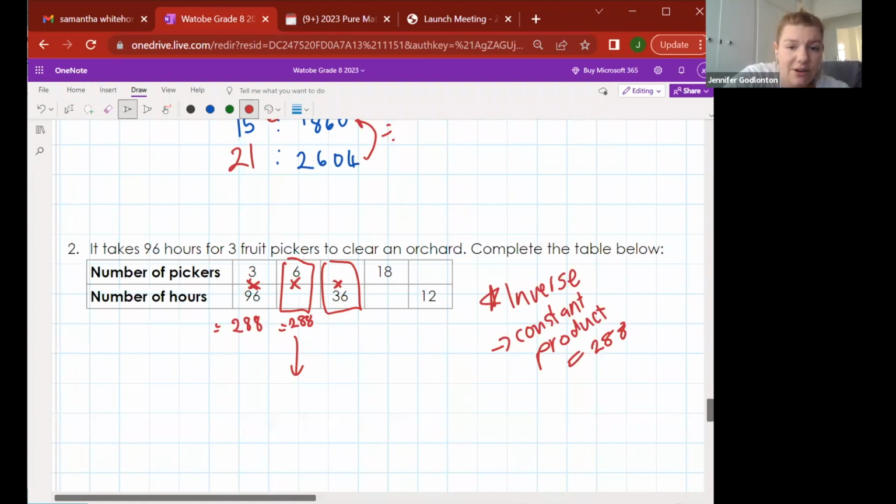Beautiful. It's definitely going to be 48. And how do we do that? We just said 288, which is our magic number. We divided it by 6, and that gave us 48.